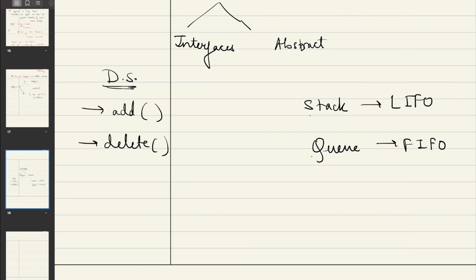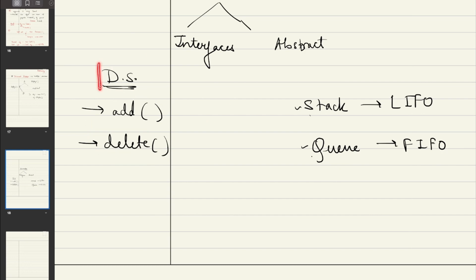The logic for addition to a data structure which is a stack will be different from the way you would add data to a queue. Similarly, the way you would delete from a stack would be different from the way you would delete from a queue, correct? So what is common here is we know that both of them are data structures. That means both of these concepts are going to have these properties, correct?